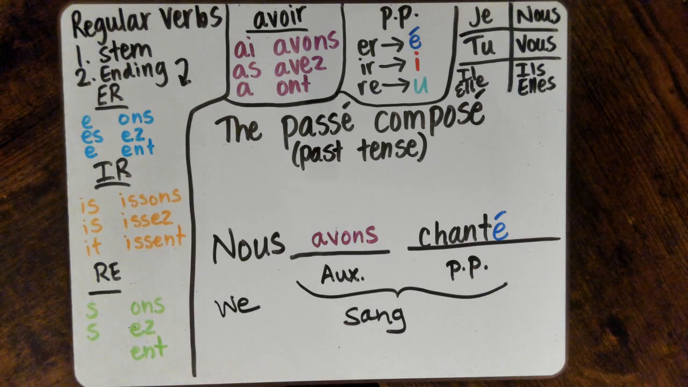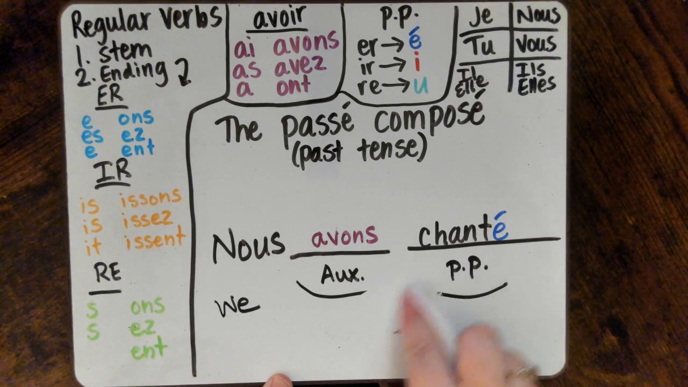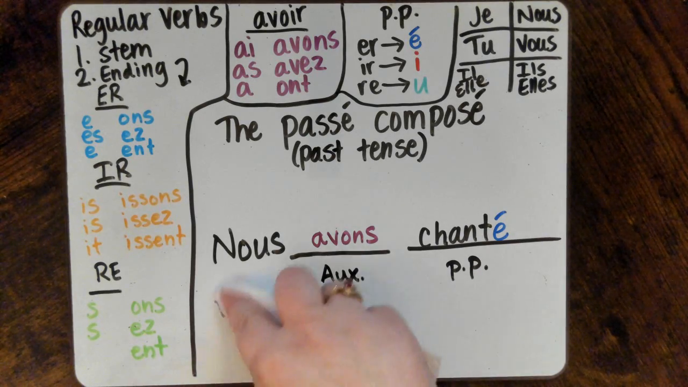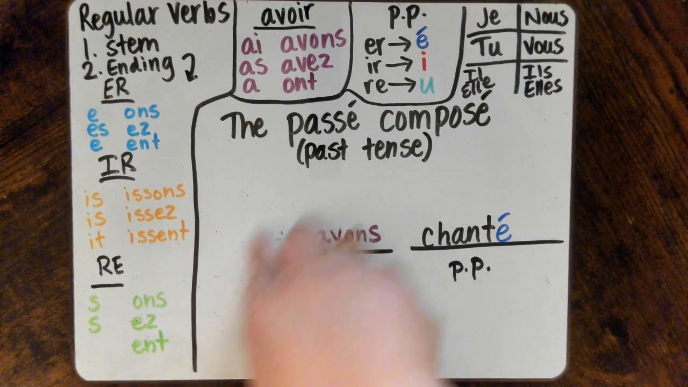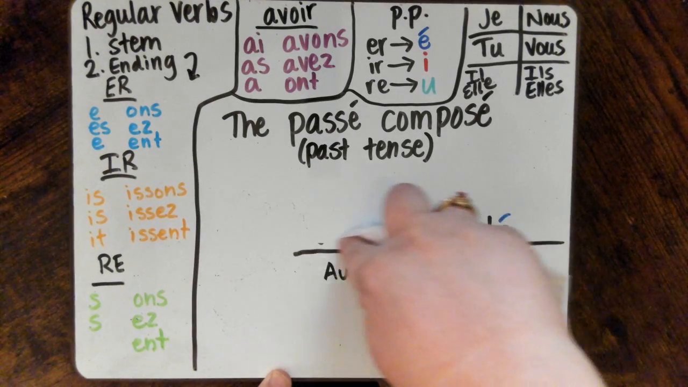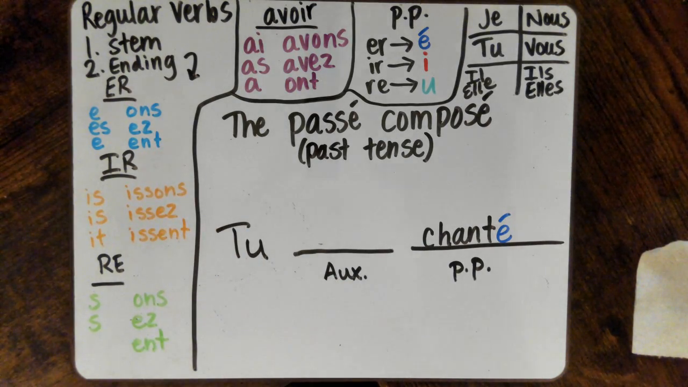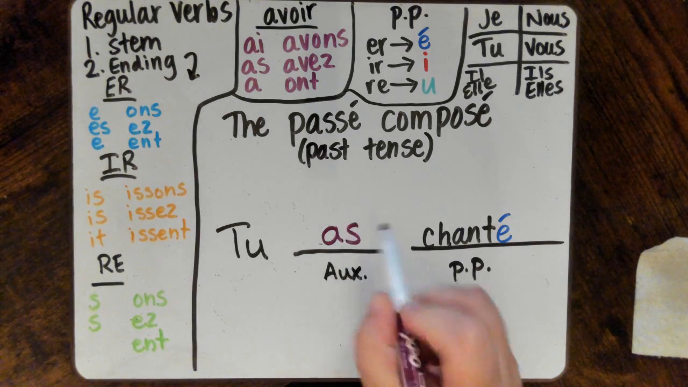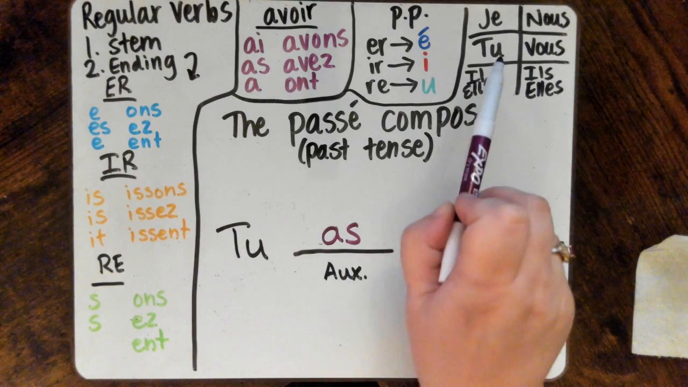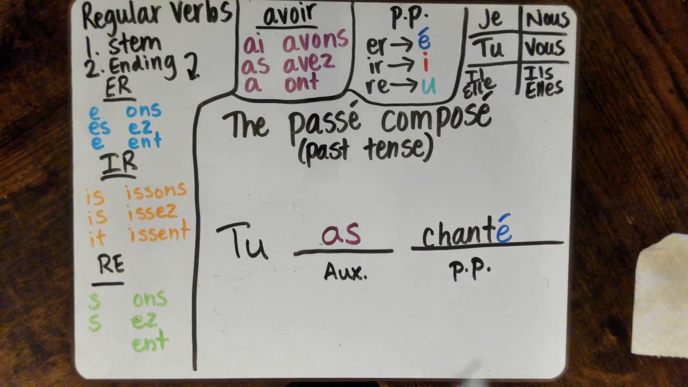Now, what would happen if I changed my subject? Okay, I'm going to change my subject to tu. Then the only thing that changes is the auxiliary verb. So now we're going to use a, because that's over here. That's the tu form. Tu is right here, and a goes with it. But the past participle stays the same. So the past participle does not depend on the subject. Only the first part of the Passé Composé matches the subject.